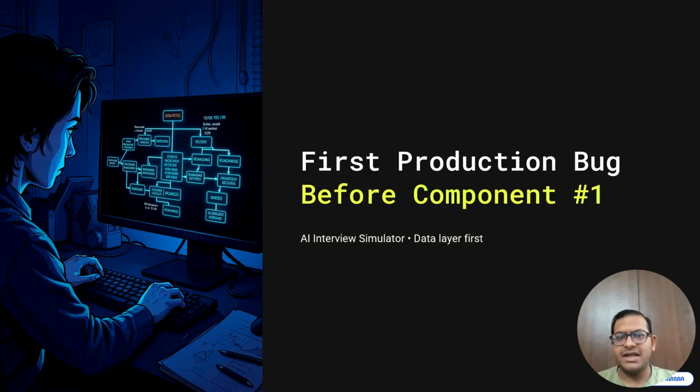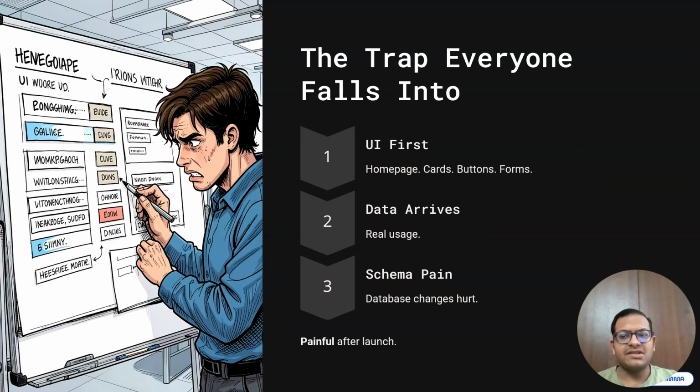Most developers create their first production bug before they write a single component. When people start a project, they usually begin with the UI: homepage, cards, buttons, forms. And honestly, that's usually where mistakes start. Because once users begin creating data, changing your database becomes painful, especially in AI products.